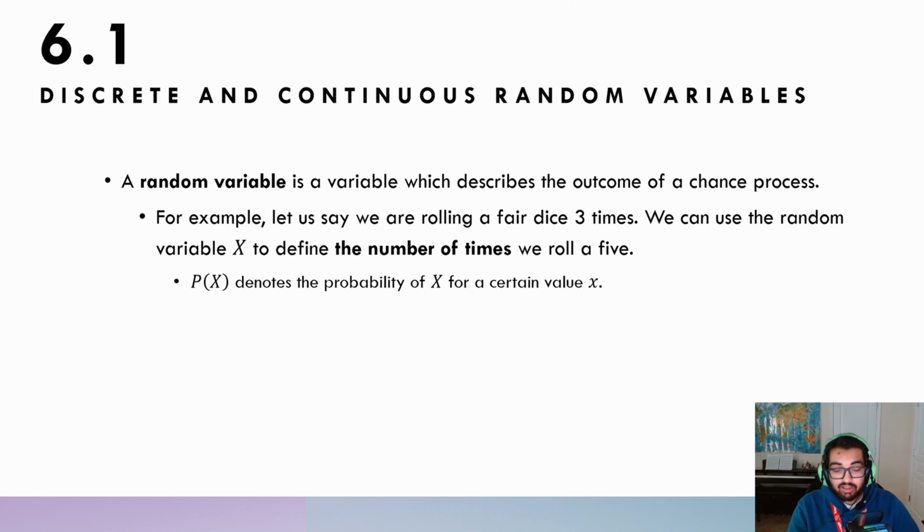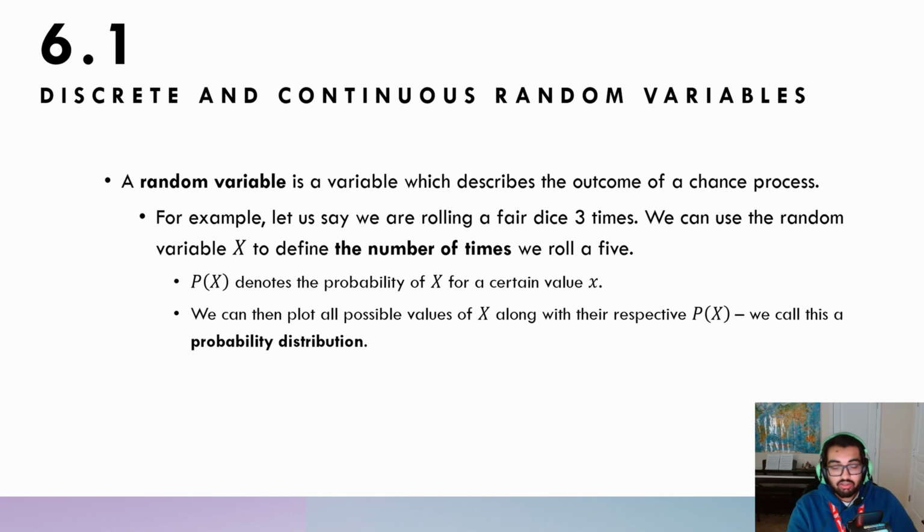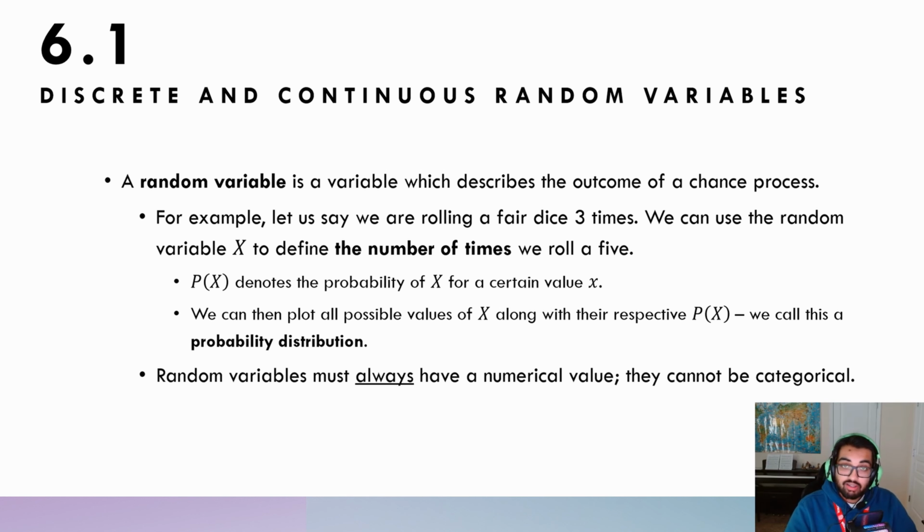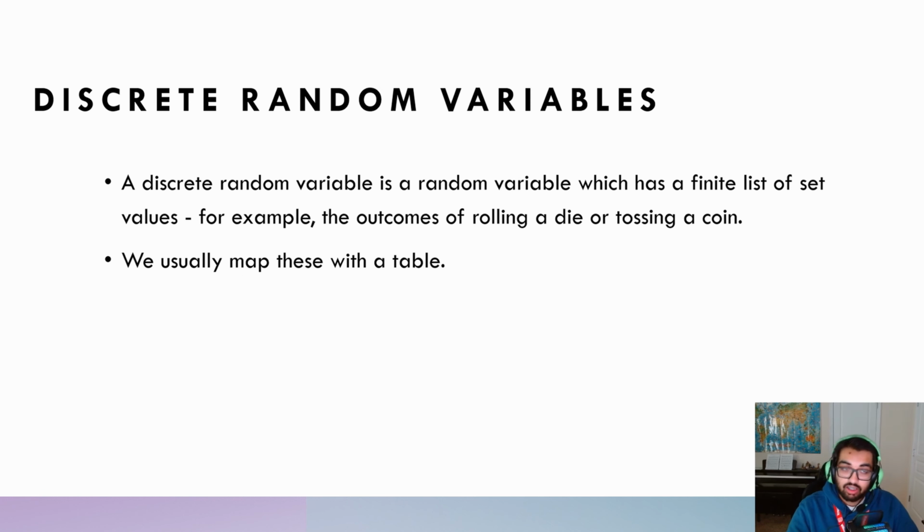So, probability of X denotes the probability of X for a certain value, little x. Now, once we've done this, we can plot all possible values of X along with the respective P of X. We call this a probability distribution. So, random variables always must have a numerical value. They cannot be categorical. So we're talking strictly numerical data here.